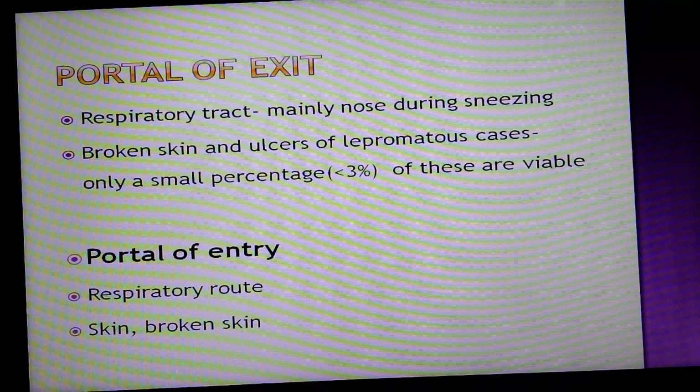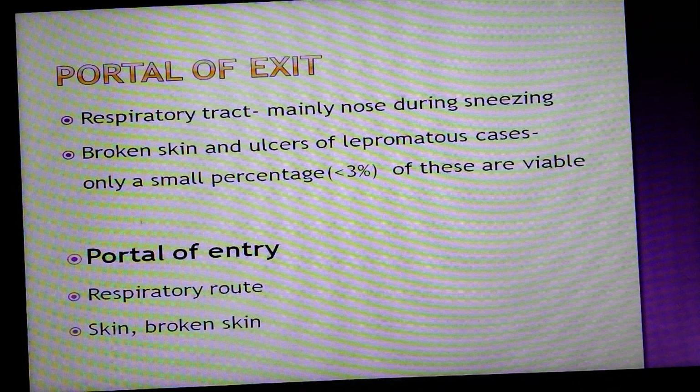In case of the respiratory tract, we can mainly see nose running during sneezing. At the time of sneezing, we can see the nose run. Then broken skin and ulcers of lepromatous cases. Only a small percentage, less than 3% of these, are viable.